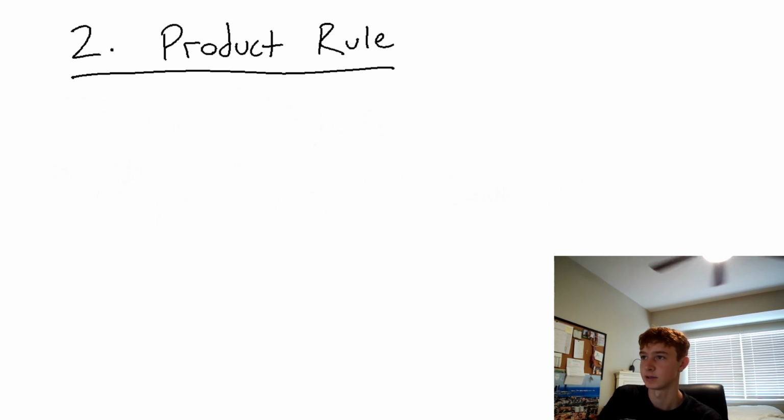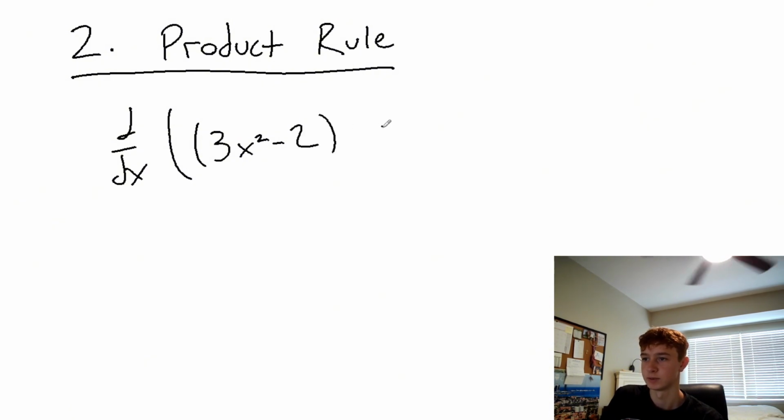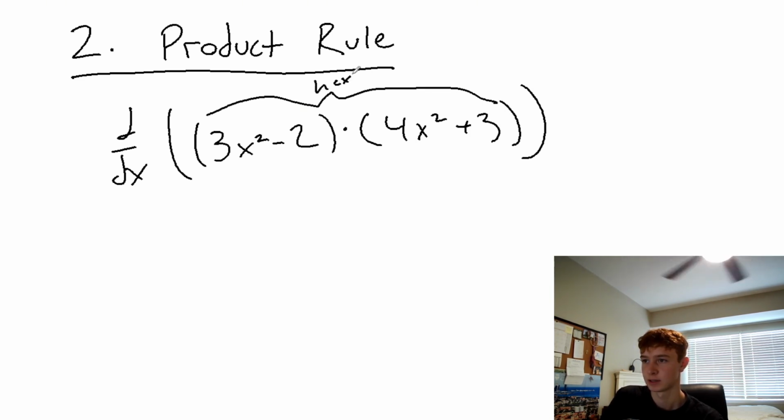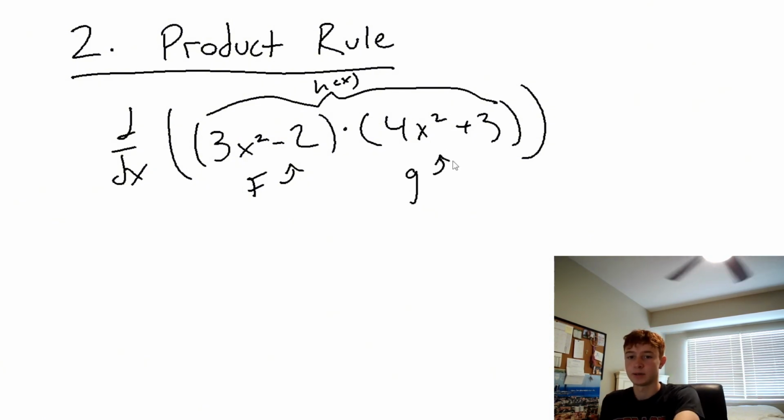is if you're asked to take the derivative of a function, for example, 3x squared minus 2 times 4x squared plus 3. So this is our h of x, and each of these functions is either f or g. So for example, this could be f and this could be g. Since they're being multiplied by each other, we know to use the product rule.